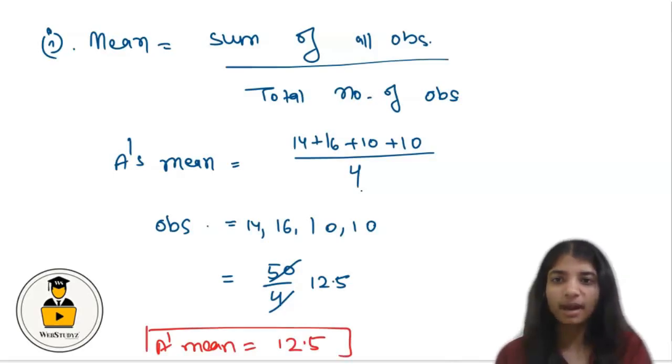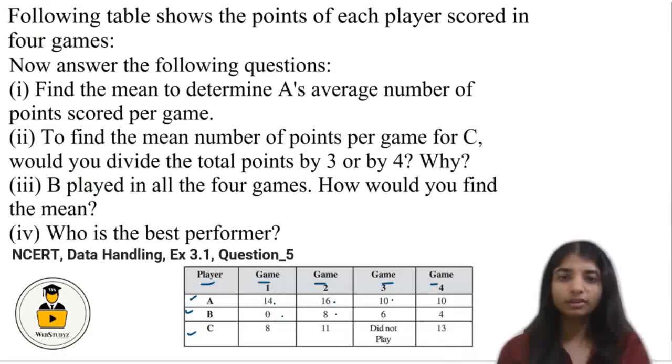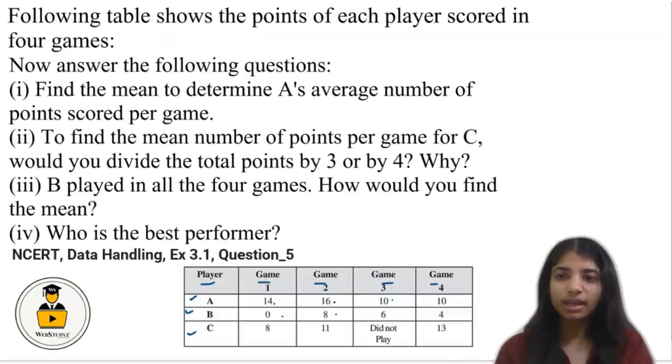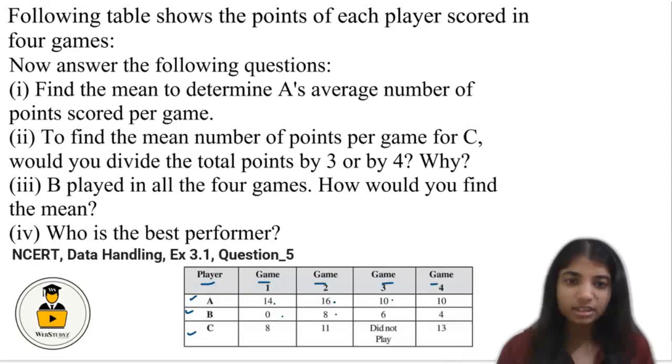Now let's discuss the second part. We have to find the mean number of points per game for C. Would you divide the total points by 3 or by 4, and why? In part 2, we have to find the mean for C. The mean for C is equal to the sum of all observations, basically the total points of C, divided by the number of matches he played. In the table, in the first match he scored 8, in the second he scored 11, in the third he did not play, and in the fourth he scored 16.